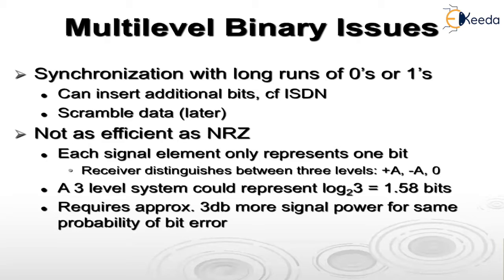because of this, the multi-level binary signal requires approximately 3 dB more signal power than the two-valued signal for the same probability of bit error. In other words, the bit error rate for NRZ code at a given signal to noise ratio is significantly less than that of the multi-level binary coding technique.